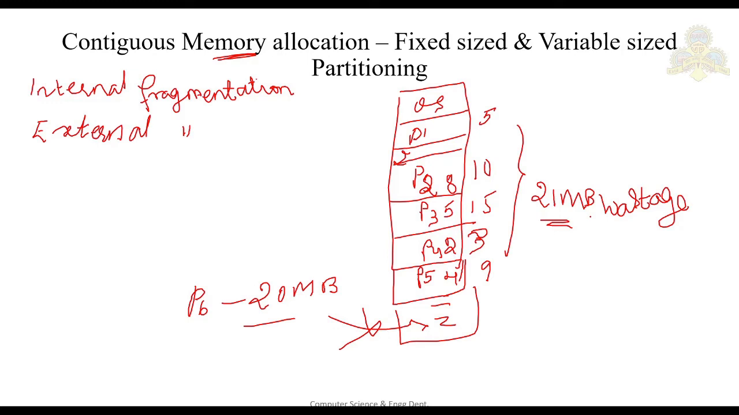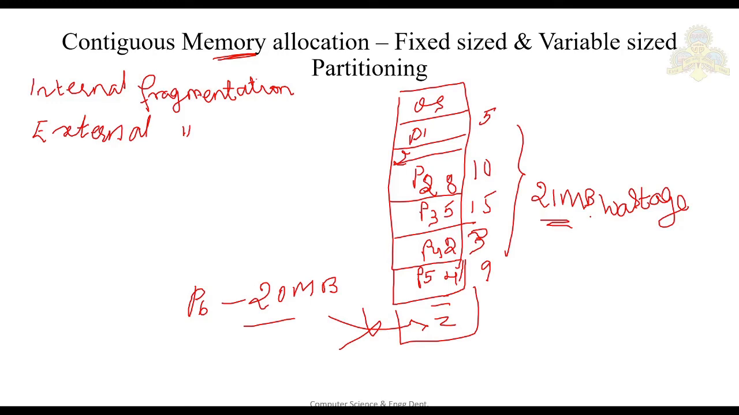Apart from that, the last disadvantage of fixed partitioning is that the degree of multi-programming will be reduced. That means you cannot simultaneously execute more processes. Why? Because the partitions are fixed. If you have 5 partitions, you can only execute 5 processes. Fine. So this is about your fixed partitioning. In fixed partitioning, we have seen fixed size and variable sized partitioning.